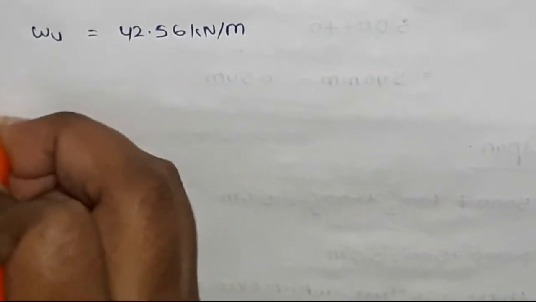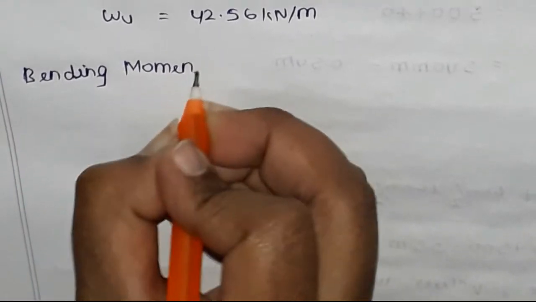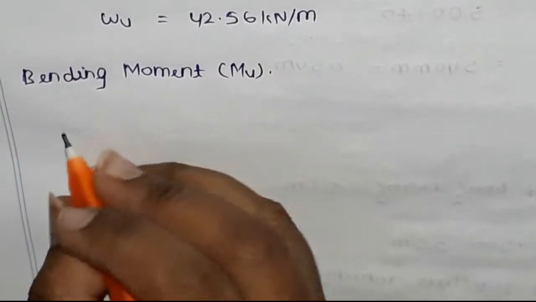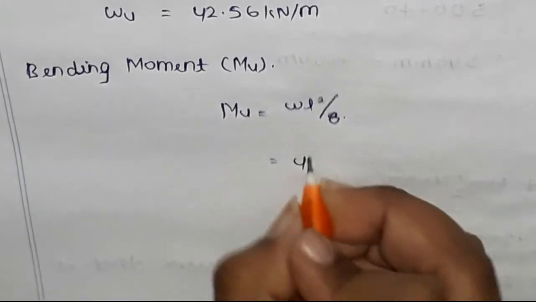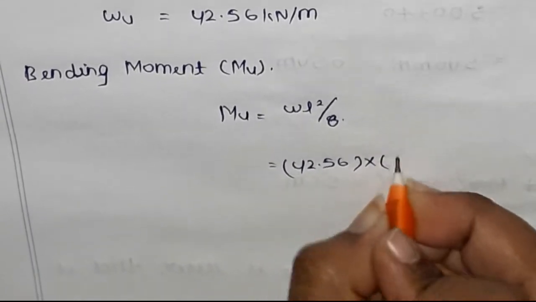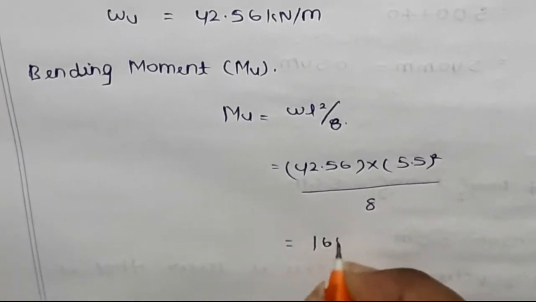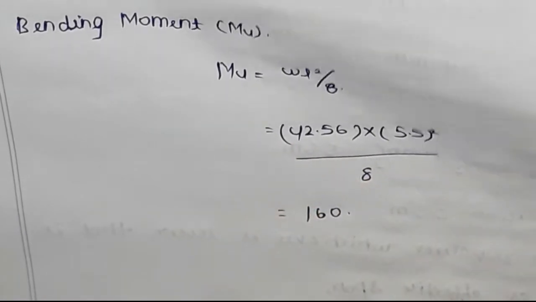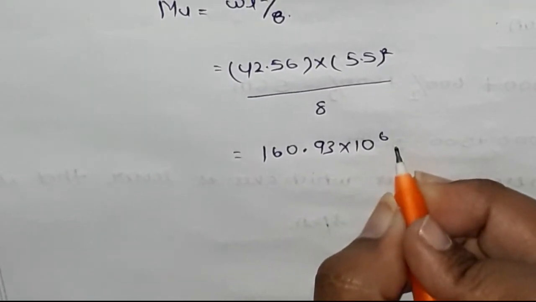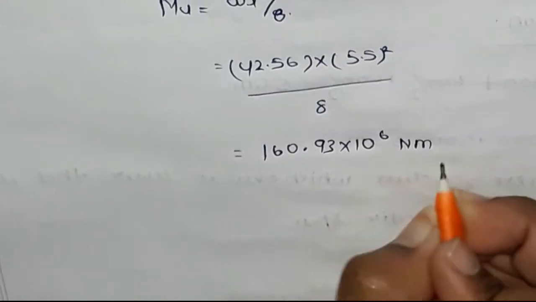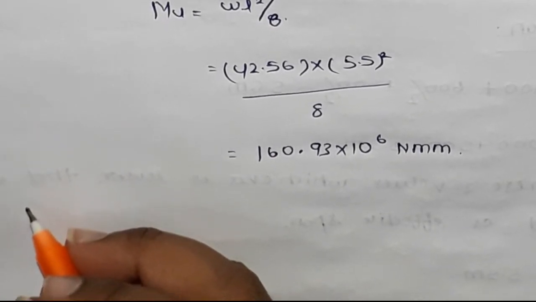Now I have to calculate the bending moment. So W is 43.56. Then again I have to check the depth. In the previous case also we checked the depth, and there the section failed.